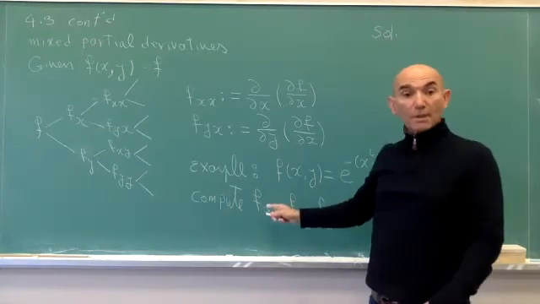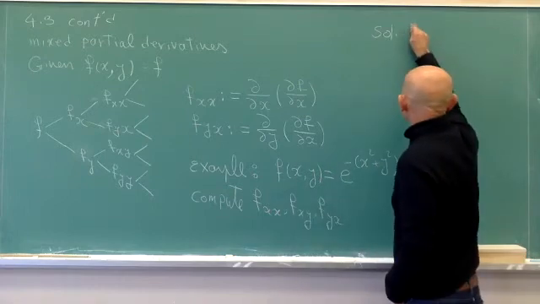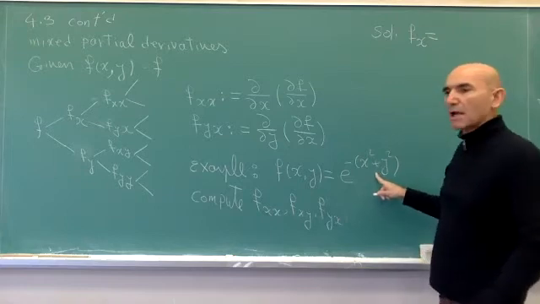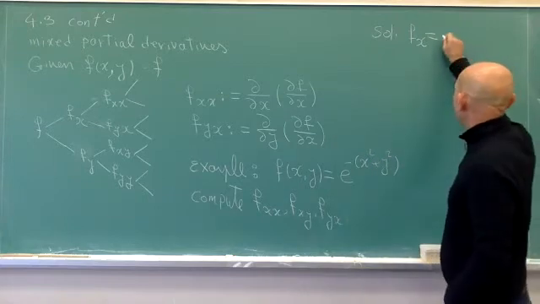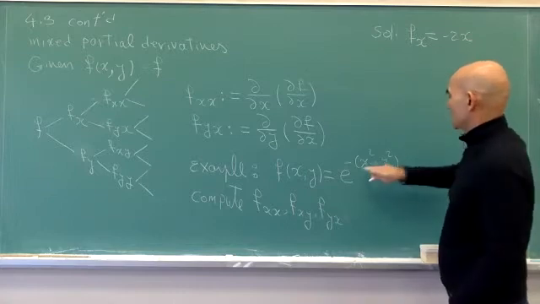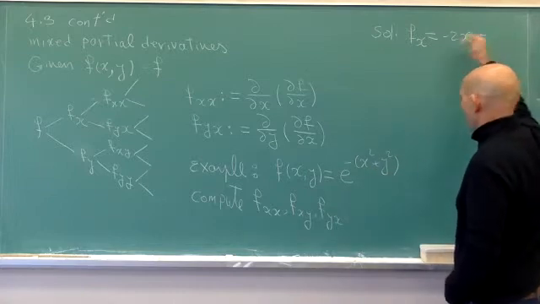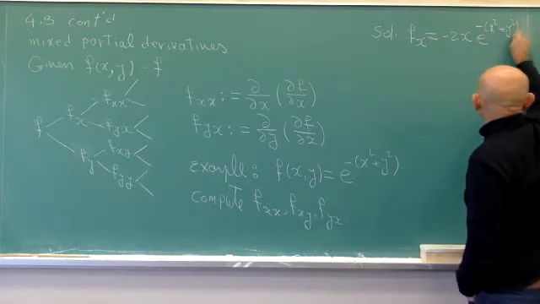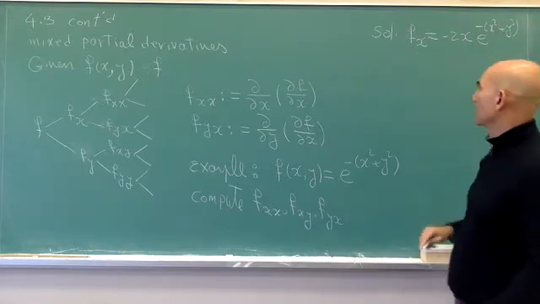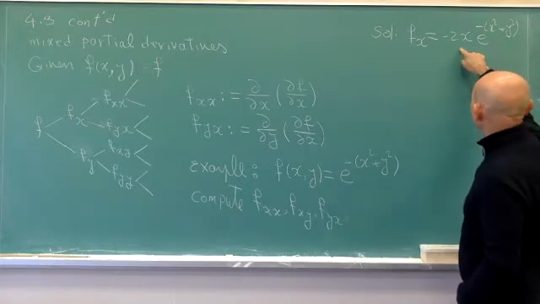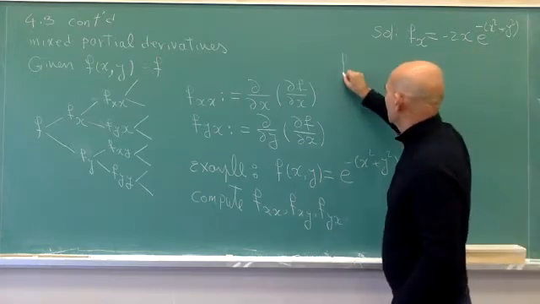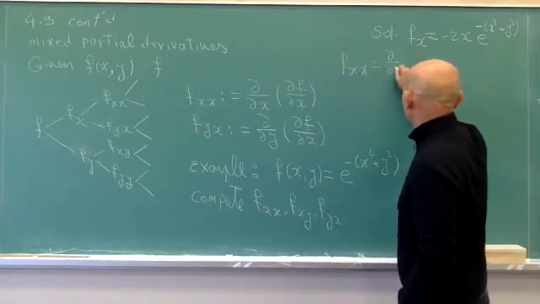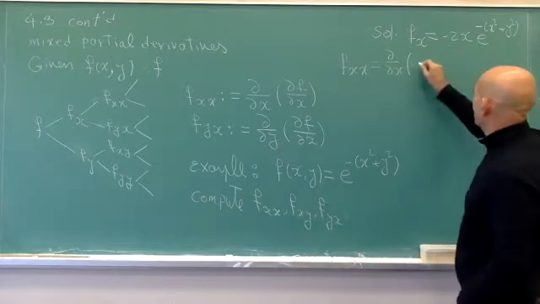The solution: we have to compute f sub x first. So this is f sub x. The partial derivative of this with respect to x is minus 2x, the derivative of the exponent, times exponential of minus x squared plus y squared. Now let's take the derivative of this with respect to x again. That's d dx of this one.